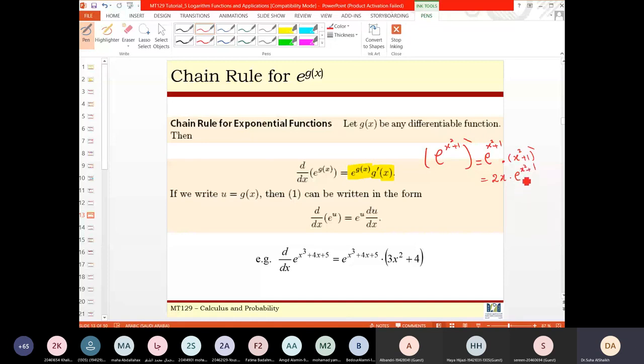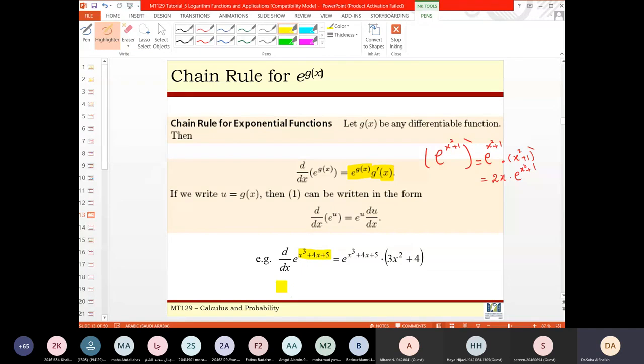Whenever we have an exponential, I like to write something in front of it so the student doesn't get confused and think it's a power. It's better to write it before. So we write it like 2x times exponential x squared plus 1. This is another example. This is my function: exponential of x cubed plus 4x plus 5.